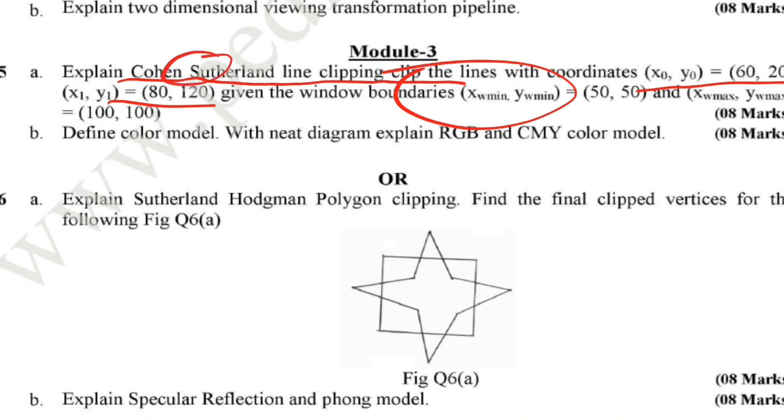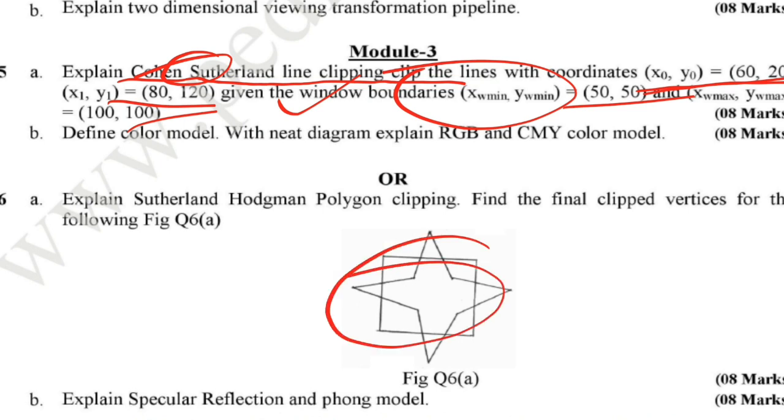So this is very important. Cohen-Sutherland, you need to know the algorithm and its working, and with an example explain. And if they give the example here, means the values they give, you have to draw this and get the final output. Okay, same thing goes with the Sutherland-Hodgeman also, like this they will give.